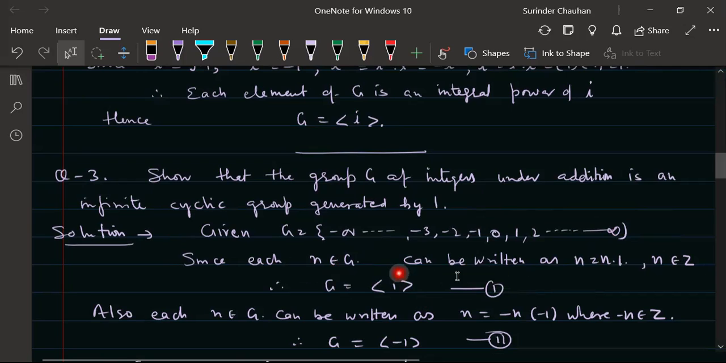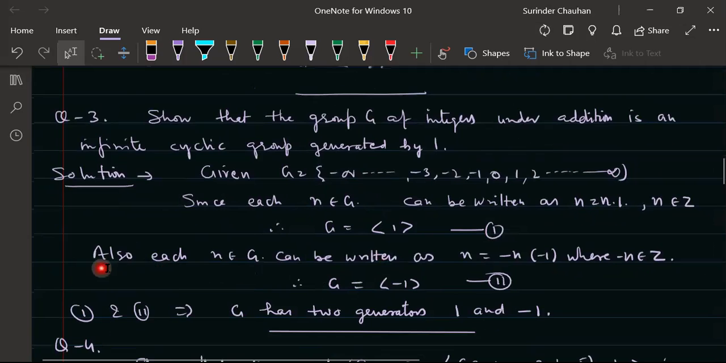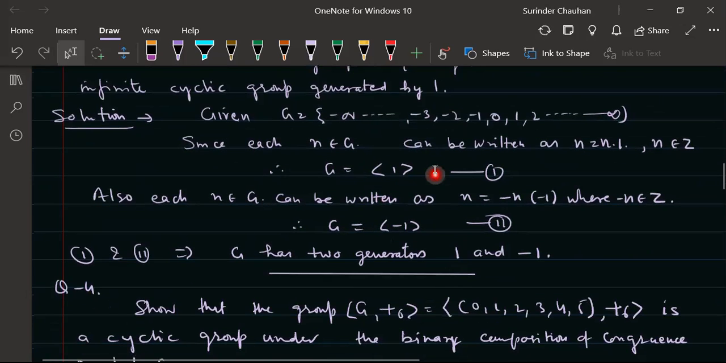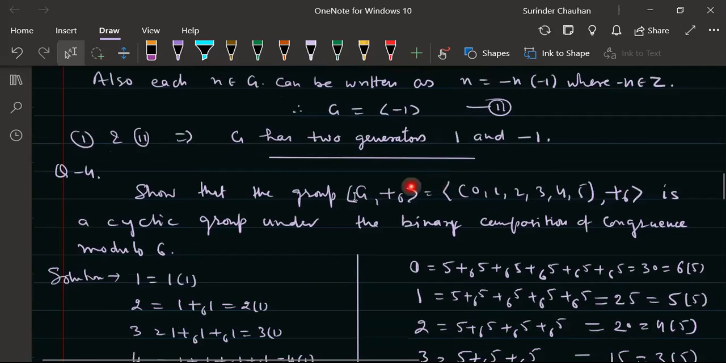So what generates this group? 1 generates this G, by integral multiples under addition. And also each n can be written as minus n into minus 1, so minus n also belongs to G. So 1 and minus 1 are the two generators for this set of integers under the binary composition of addition. So 2 generators. Now let's discuss another problem.